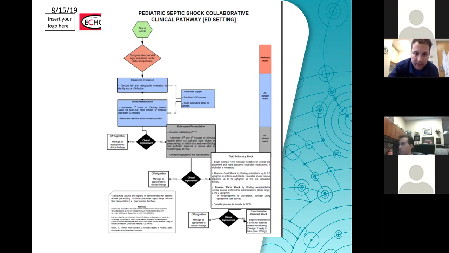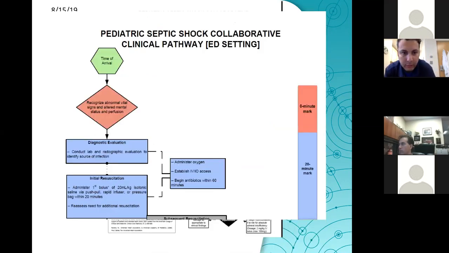You cannot see the pathway here very well. It's time from arrival. On the right side, I think it's behind the screen, it tells us what to do in the first 20 minutes from arrival. So recognition is a big part of the treatment. As you guys see, the first box: recognize abnormal vital signs, altered mental status, and perfusion.